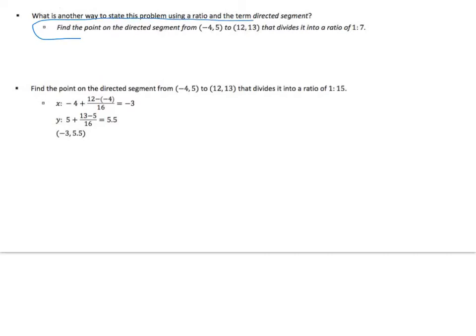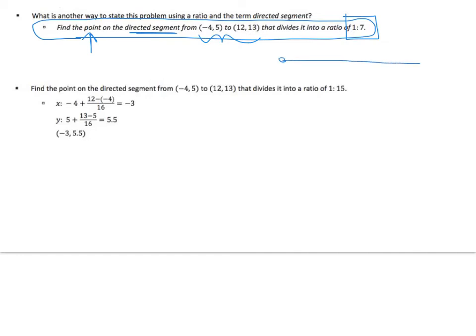I wrote the answer in here because that's a lot to write. So you find the point on the directed segment from -4, 5 to 12, 13 that divides it into a ratio of 1 to 7. So if I have a segment, we're dividing it into 1 and 7, which 1 plus 7 is 8. So that's an eighth. 1/8 and 7/8. Cool? All right, next one.